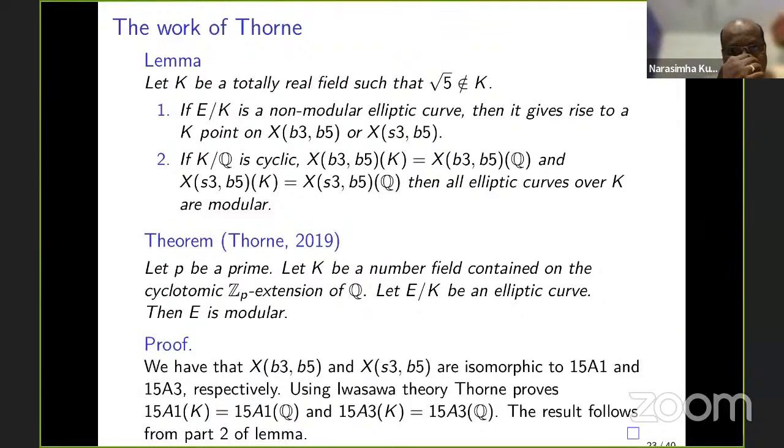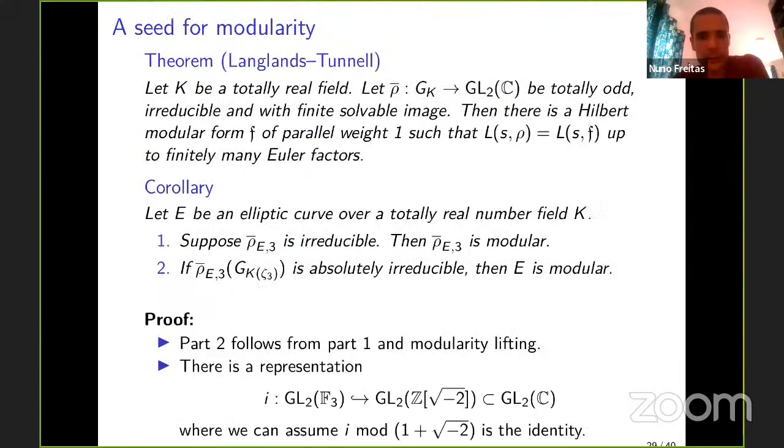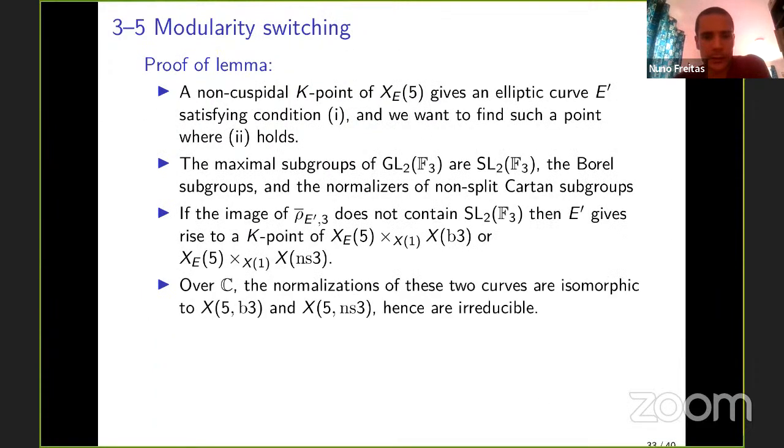Maybe one last question. In the last slide, you said there are two curves and they are irreducible, right? Yeah, like X5 b3 and X5 ns3. So why are they irreducible? So these curves are defined as, here, right? We have these fiber products, and they are over the complex numbers. The normalizations of these two curves are isomorphic to these modular curves.